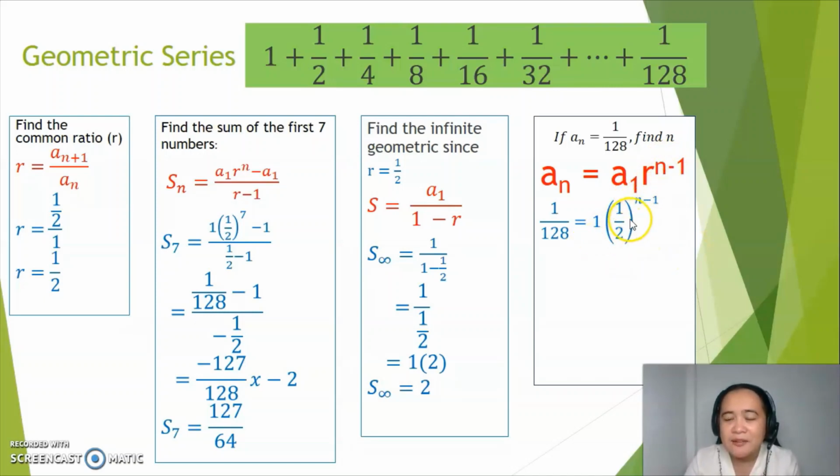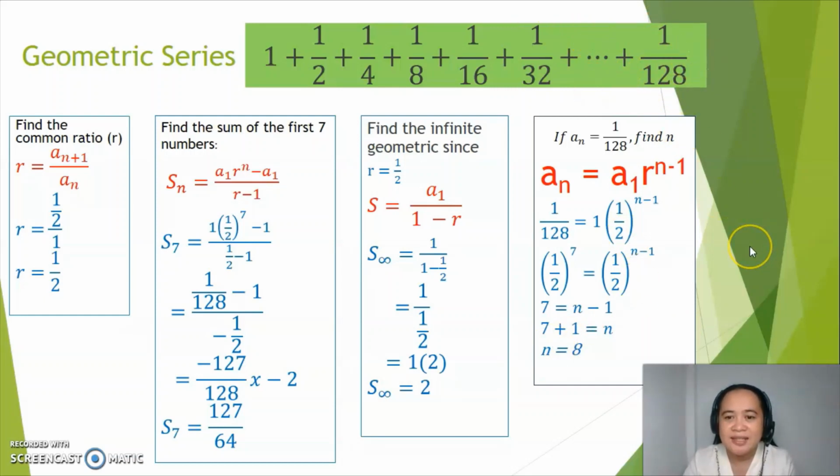So take note, in finding the exponent, we have to equate the base. So since our base is 1/2, we have to rewrite this to base 1/2. So 1 over 128, rewriting this, would be 1/2 to the power of 7. In this case, the bases are equal, so we can equate the exponent. So that would be 7 is equal to n minus 1. Or 7 plus 1, so therefore n is 8. So in this case, this 1 over 128 is the 8th term of this geometric series.